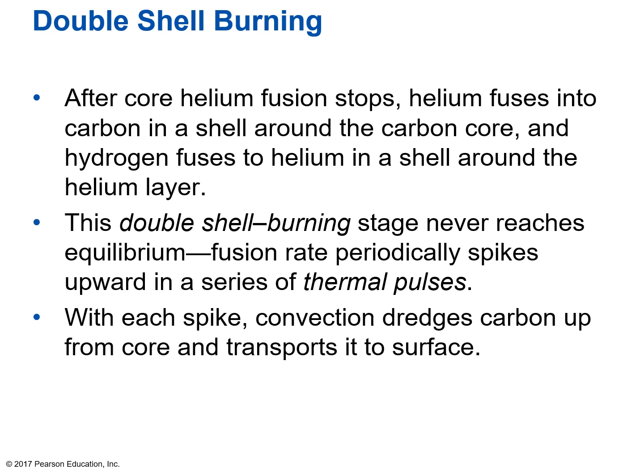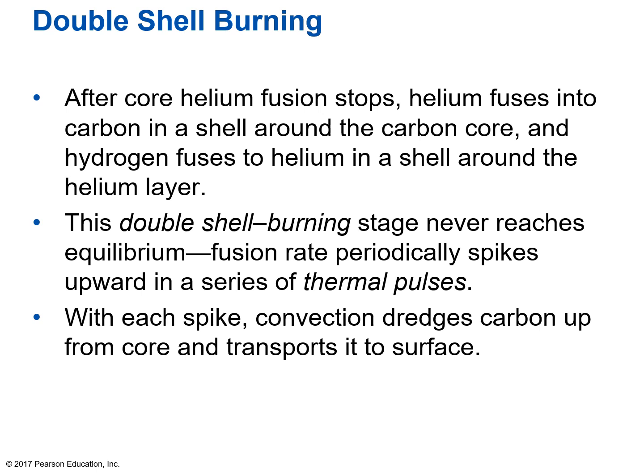Let's talk now about the double shell burning phase. After the core helium fusion stops, the helium fuses into carbon in a shell around the carbon core, and the hydrogen fuses to helium in a shell around the helium layer. So remember, the core, when it was a main sequence star, it was hydrogen fusing into helium. Then it became an inert helium core, and then it started fusing helium into carbon. And eventually, all that helium turns into carbon, and you've got 2 shells around it fusing.